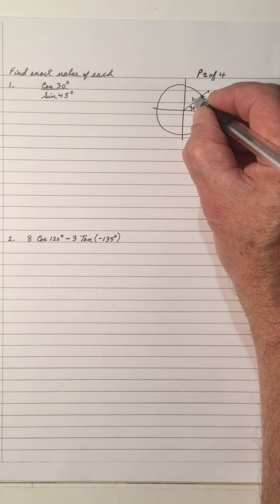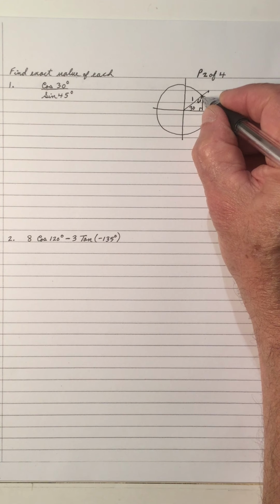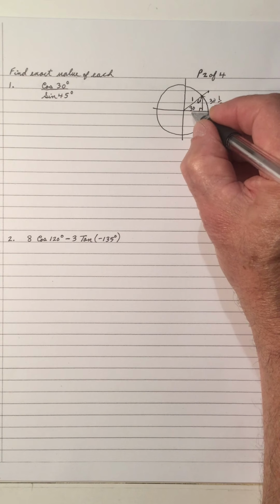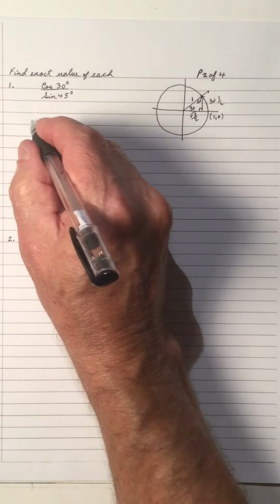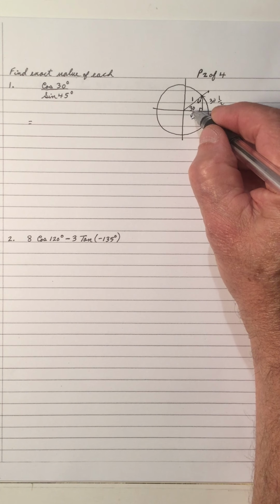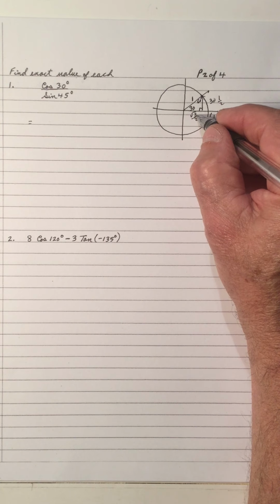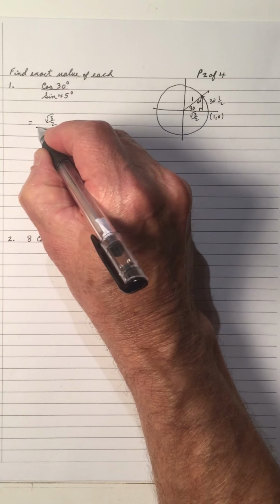The hypotenuse, or the radius of the circle, is 1. This side right here, opposite 30, is a half, and the side opposite 60 is root 3 over 2. And we have the cosine of 30. Cosine is the x on the unit circle, and so the x is root 3 over 2.